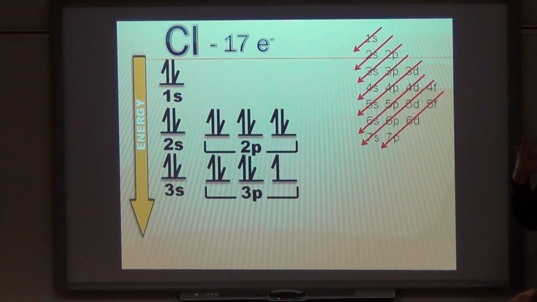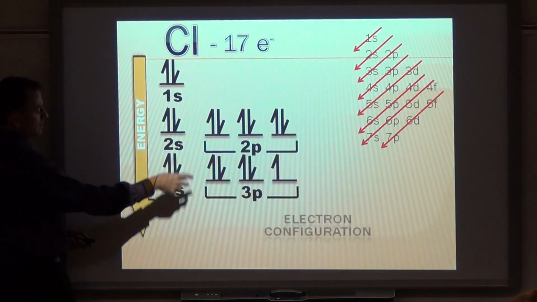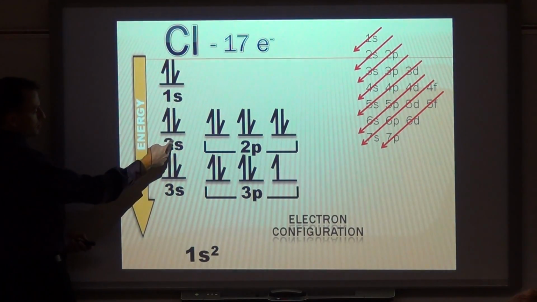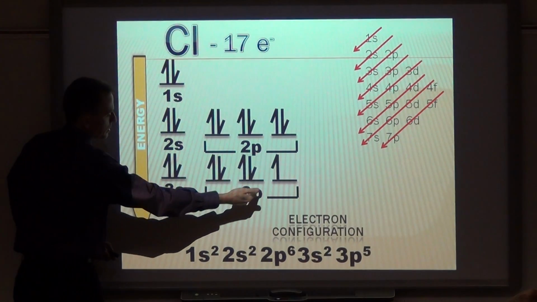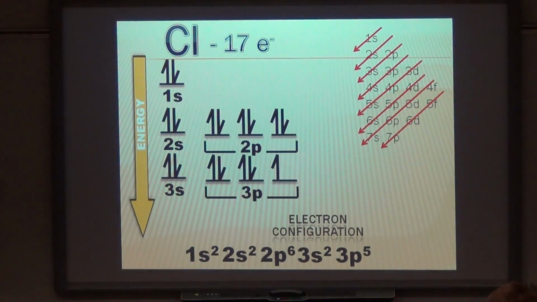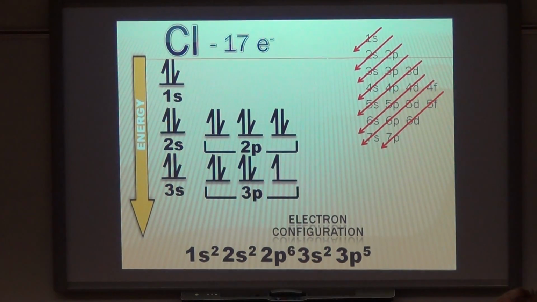Electron configuration, you don't even have to have a cheat pyramid. Just go across. Hey, that's a 1s, and there's 2 of them. There's a 2s, there's 2 of them. 2p, 6, 3s, 2, 3p, and there's 5. And that would be my electron configuration. This is the stuff we already know. So let's talk about the stuff we don't.